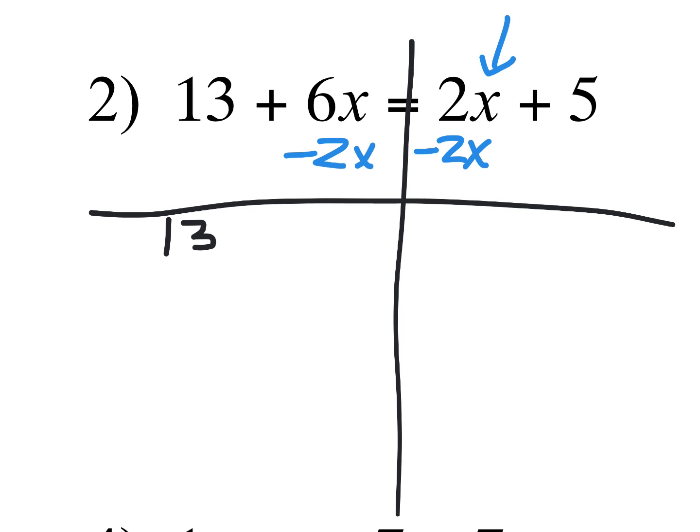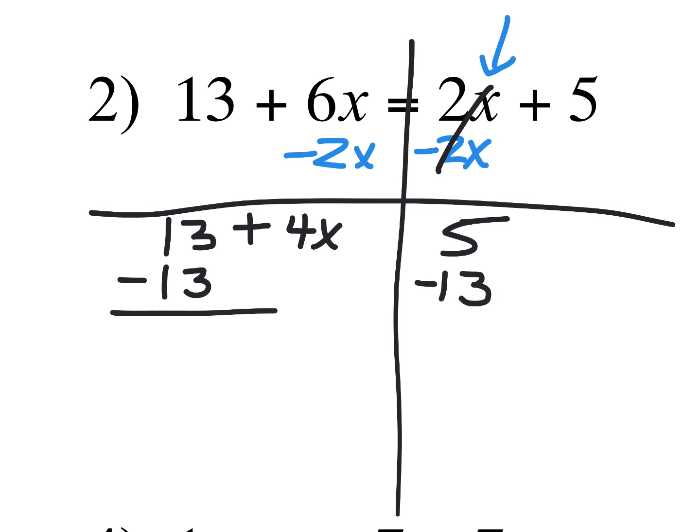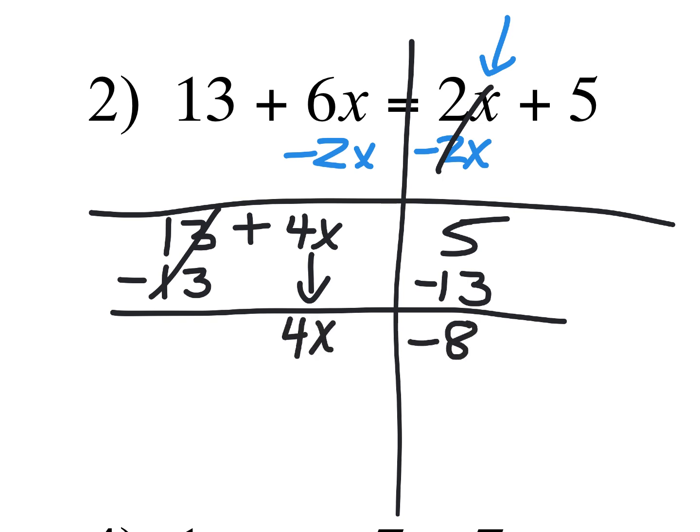6x, take away 2x is 4x's. And because it's a positive 4x, I'm going to put a plus right there in between. Those x's are going to cancel and leave me with just the 5. And then I need to get the x all the way by itself. So I'm going to cancel out that 13 by doing a -13. I'm going to bring down the 4x. 5 minus 13 is -8. I'm going to cancel out that 4 by dividing both sides by 4. So x is equal to -2.